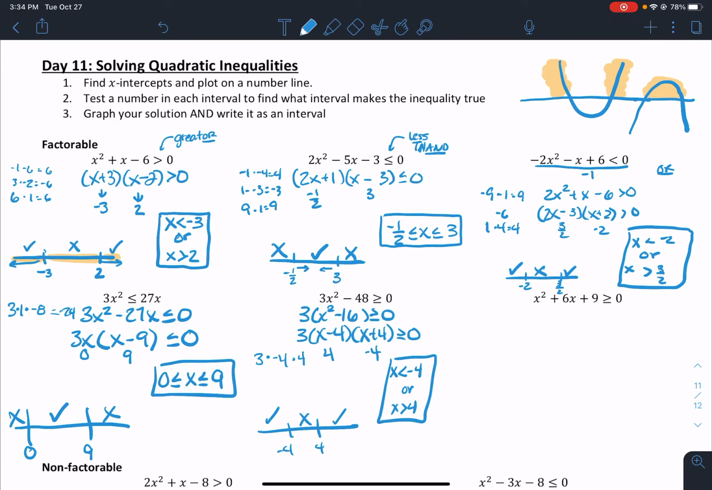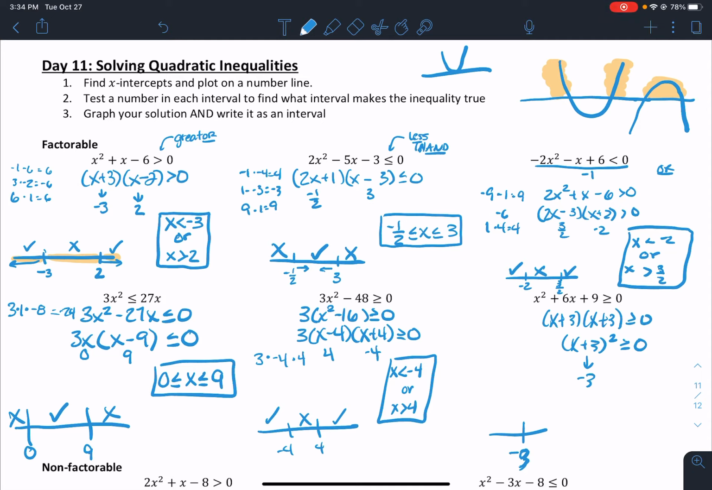All right, last example. I have x plus 3 times x plus 3 is greater than or equal to 0. Therefore, I have x plus 3 squared is greater than or equal to 0. And that's telling me that my only x-intercept is at -3. So this is one of the special cases, okay? Because my situation here is like this. It could be always true, or it could never be true.